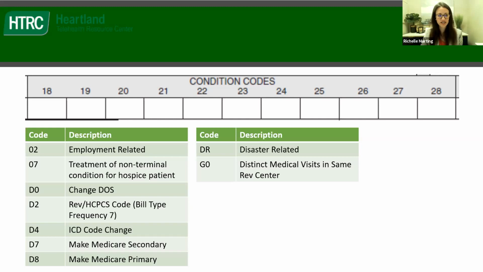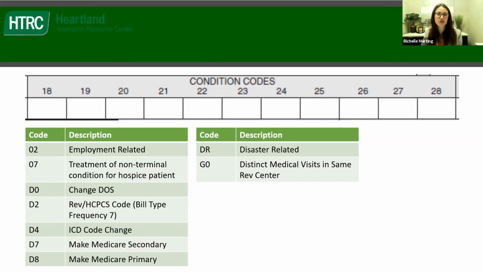For example, if the patient's complaint, injury, or diagnoses relate to an employment-related illness or injury, then we can put a 0-2, an employment-related accident or injury. If you'll remember back to a week or so ago when we were talking about the CMS 1500 claim form, this is similar. There's a box where you say yes or no if it's employment related, yes or no if it's accident or injury related. So this is how we indicate it on the UB04.